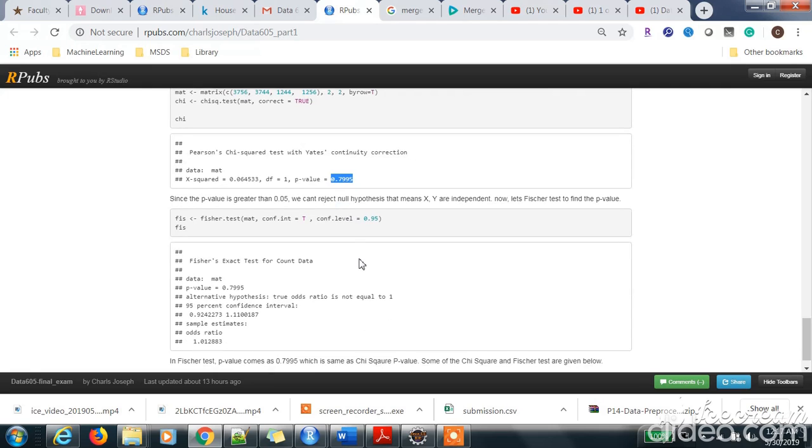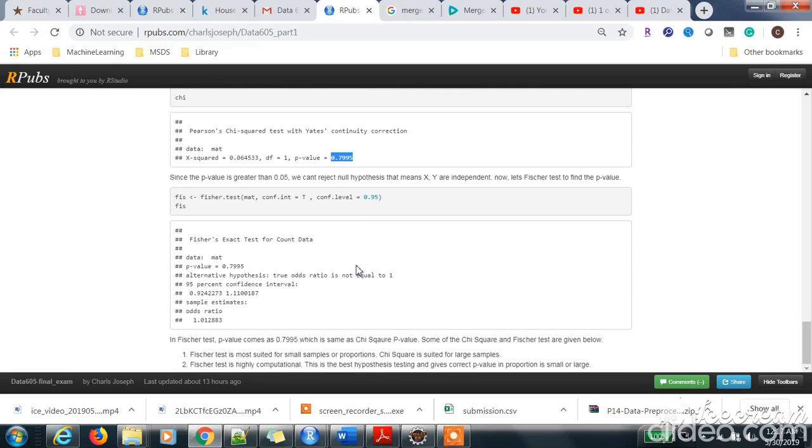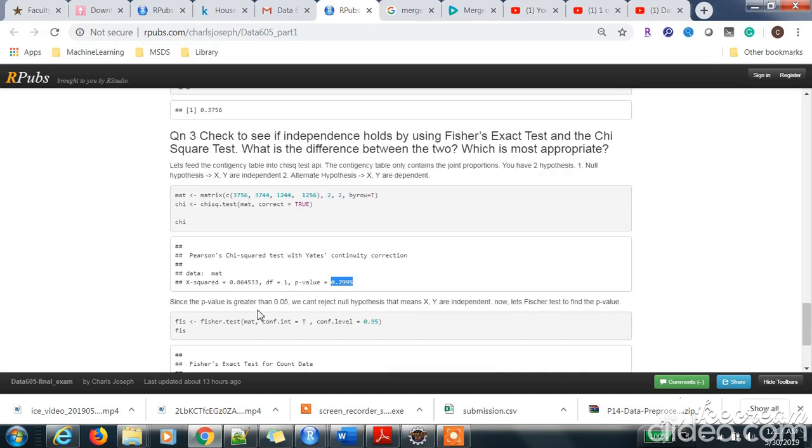Okay, so let's do a Fisher test to find the p-value. The Fisher test also gives you the same result. The p-value is 0.799, which is similar to the chi-square p-value.